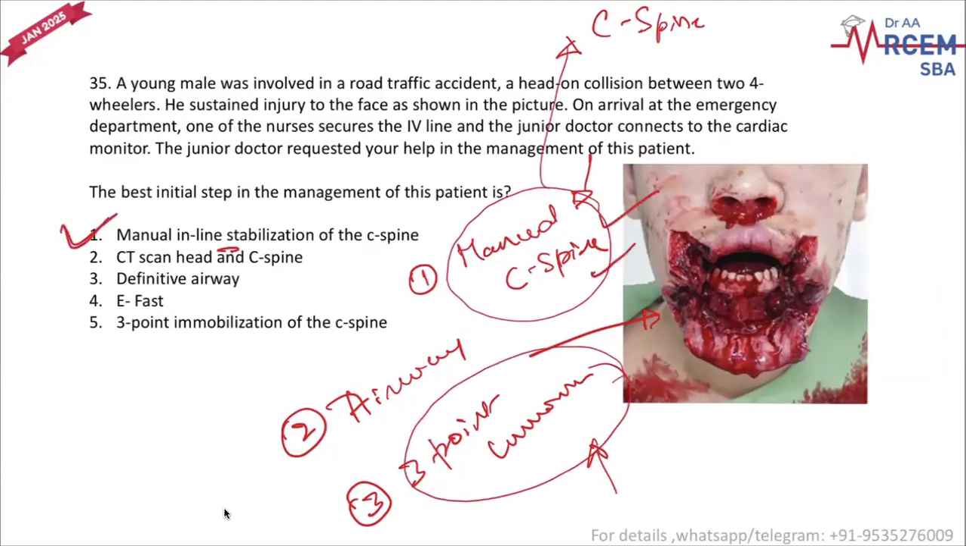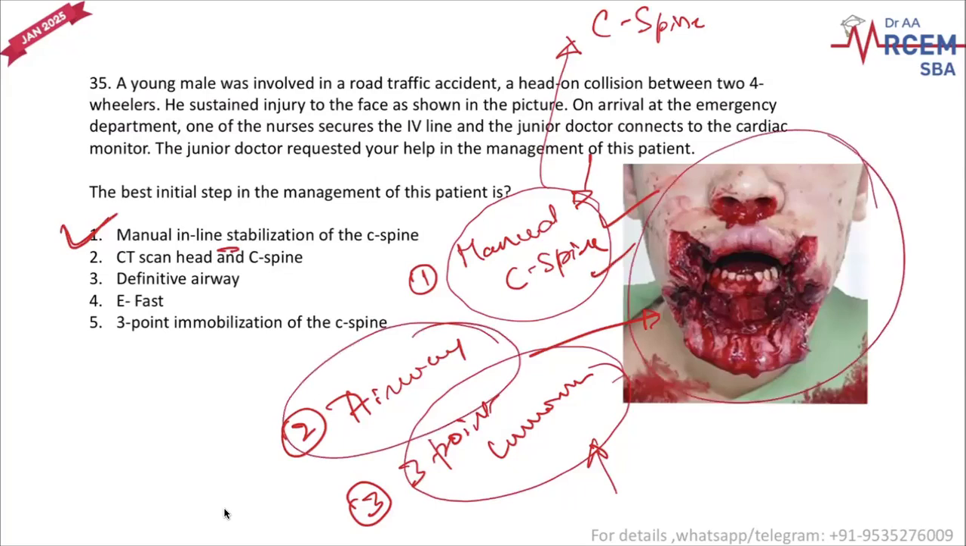After this has been done, then you'll assess the airway. Bad facial injury is present, and the airway can compromise at any point of time. So you need to do a prophylactic intubation.